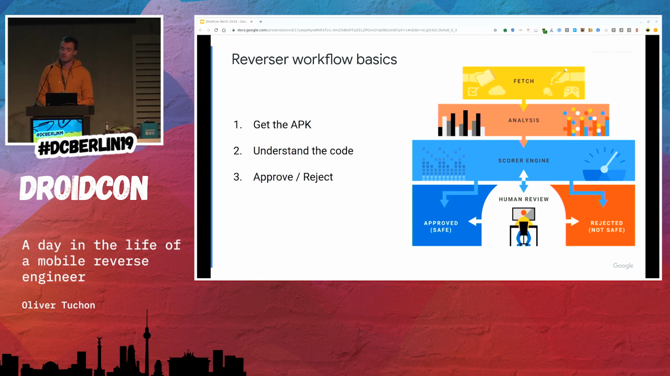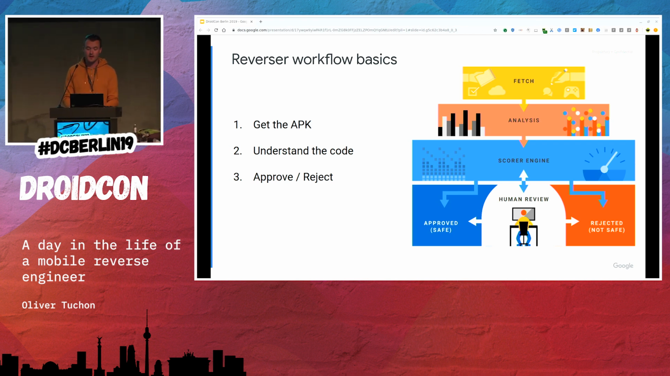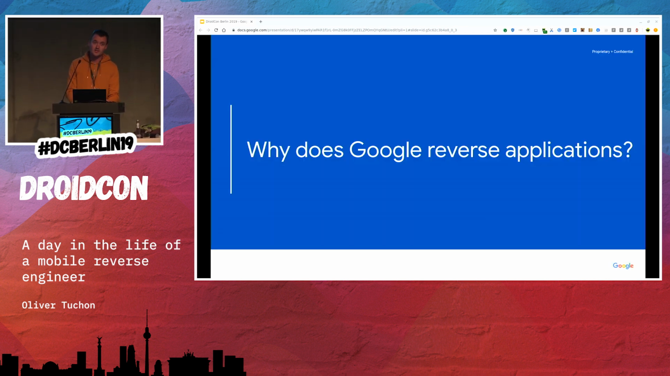My job, again a very simplified view of the workflow of a reverse engineer, is this: I get the APK, I spend a lot of time to understand the code, get the logic, understand what the application is doing, and then I have to make a decision. Does this application meet our threshold? I will explain right after what our threshold is here. So, as you can see, a developer and a reverser are doing totally opposite things. The legitimate question here is why does Google need to reverse applications?